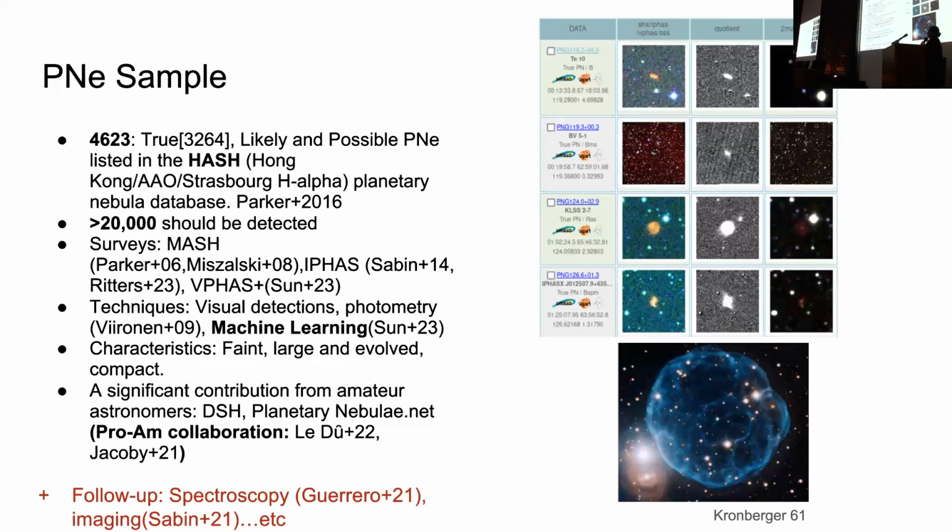We've had plenty of professional-amateur collaboration leading to scientific articles. There's one by Le Dieu et al. in 22, on Jacobi 21. In a minute, I will show you how they greatly impact our field. And of course, for all those new objects, we have plenty of follow-up, spectroscopy follow-up, imaging follow-up. So we are building our sample of planetary nebulae. It's slow, but we're getting there.